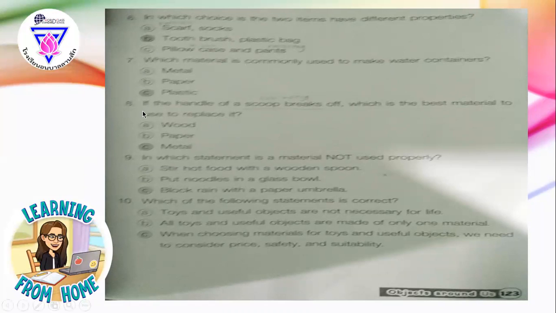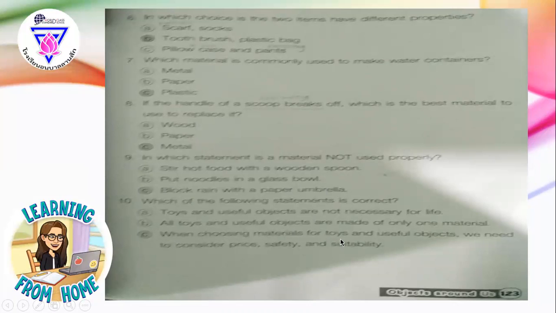Number eight, if the handle of a scoop breaks off, which is the best material to use to replace it? The answer is metal. Number nine, in which statement is a material not used properly? The answer there is blocking rain with a paper umbrella. And then the last number, which of the following statements is correct? The correct answer is letter C.